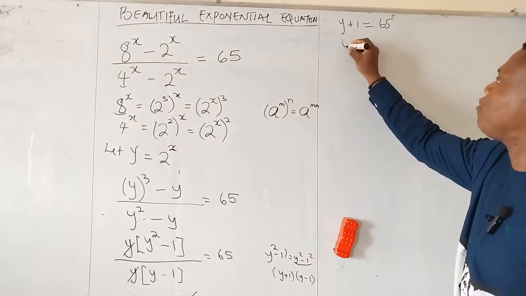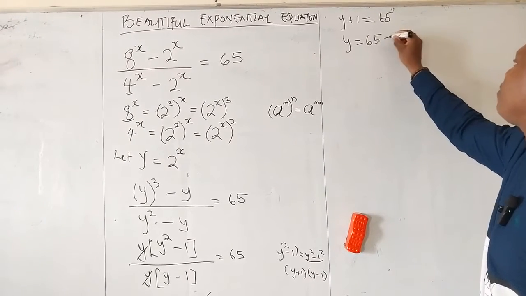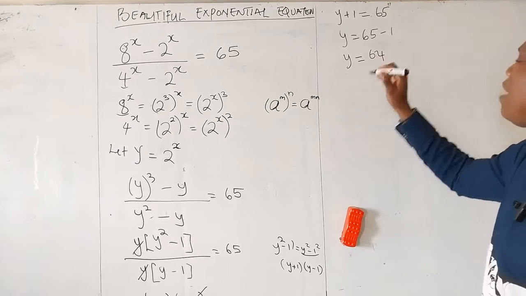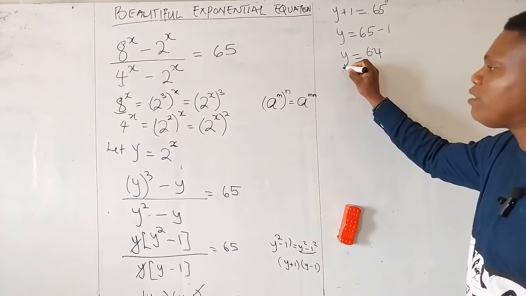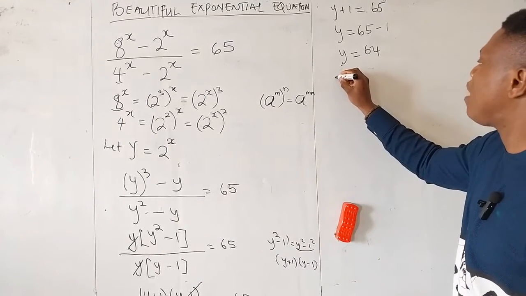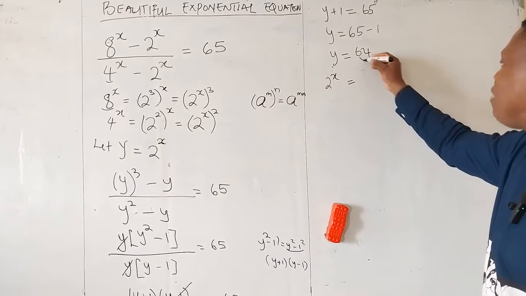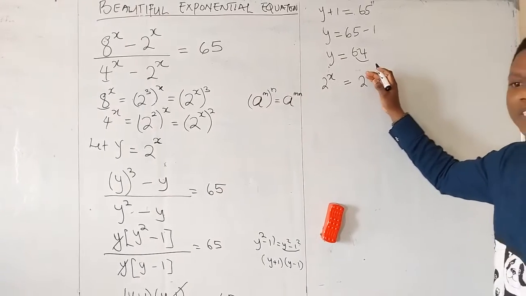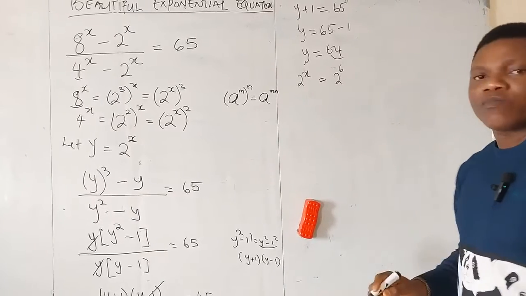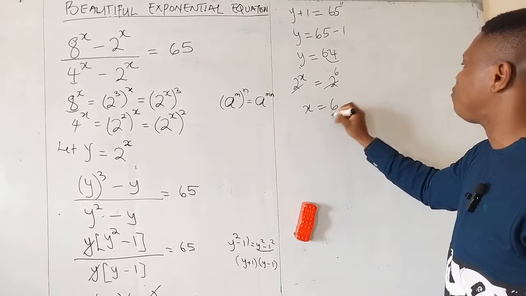Now, let's make y the subject of the formula. So that means I have 65 minus 1, so my y will be equal to 64. And remember, we said that y should be equal to 2 raised to the power x. So I can put 2 raised to the power x in place of y, equal to 64. I can put 64 in base 2, in index form, as 2 raised to the power 6. So now, if you see, the bases can go, my x is now equal to 6.